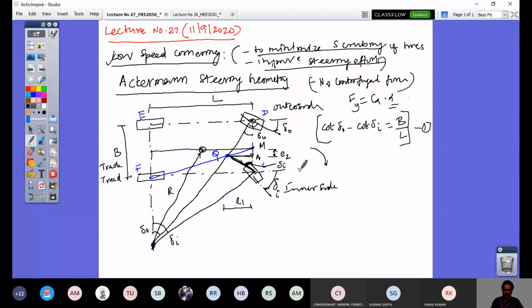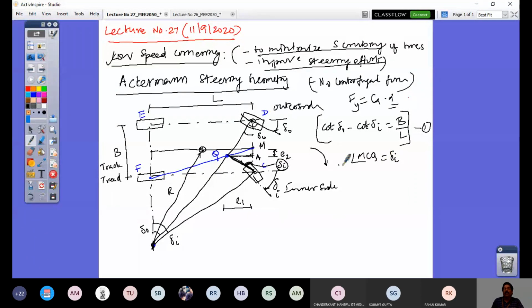What is it that we have to do? The angle MCQ is delta I. Angle MCQ is delta I. Right? So now it's a simple trigonometry relation. So I can find cot delta naught and cot delta I, looking at the triangle.